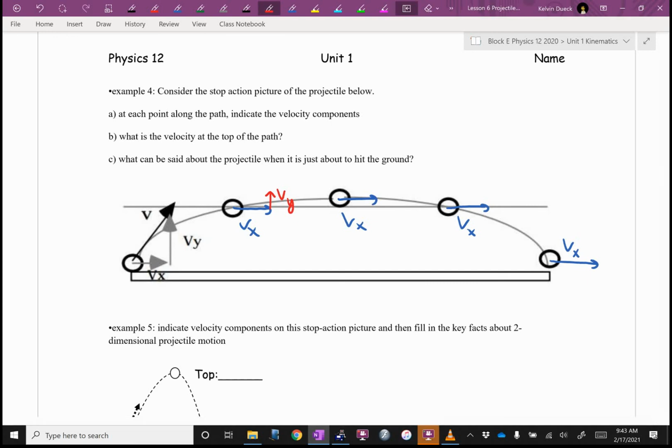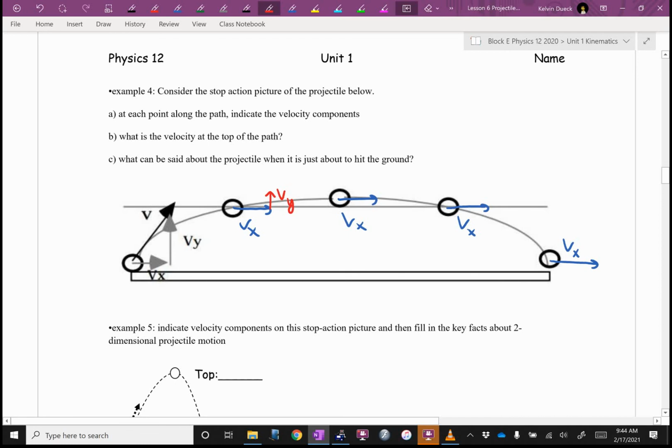What about at the top for a split second? How fast is it traveling vertically at the top for a split second? Zero. At the top for a split second, its only velocity was the horizontal component. Its vertical velocity was zero. So at the top, right here, there is no vertical component. It's zero. Then it starts to come down.